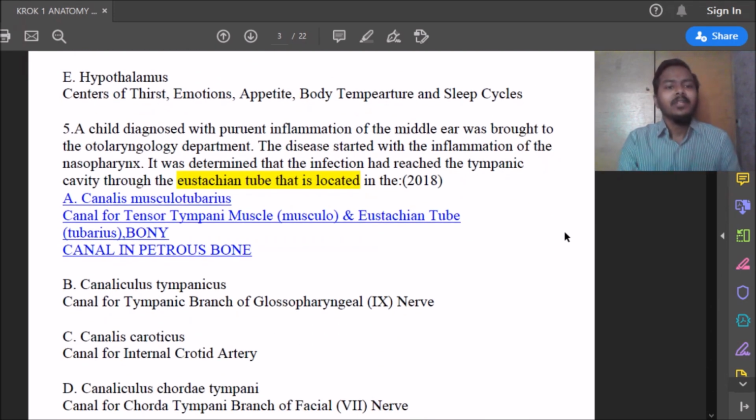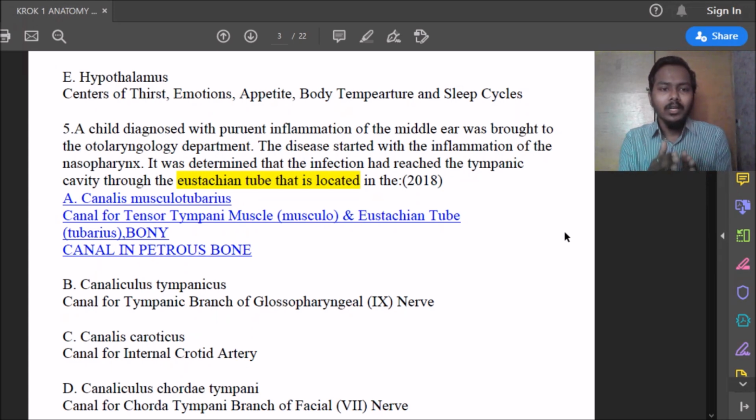Fifth question: a child diagnosed with purulent inflammation of the middle ear was brought to the ENT department. The disease started with inflammation of the nasopharynx. It was determined that the infection had reached the tympanic cavity through the eustachian tube, which is located in... So they asked, where is the eustachian tube located? Also, inflammation started in the nasopharynx and it reached the tympanic cavity through the eustachian tube.